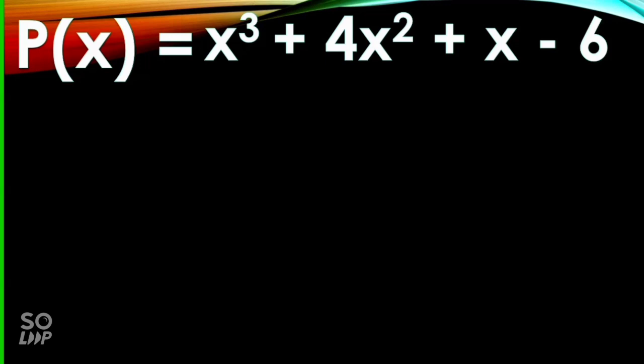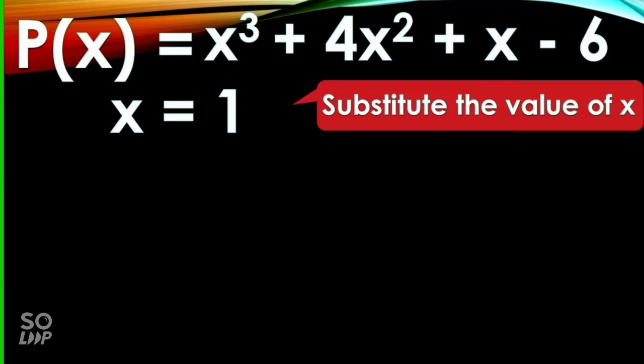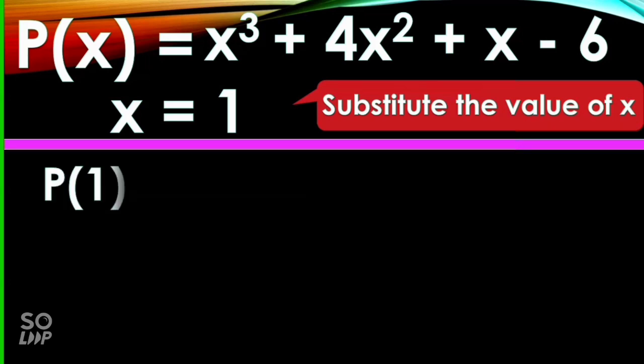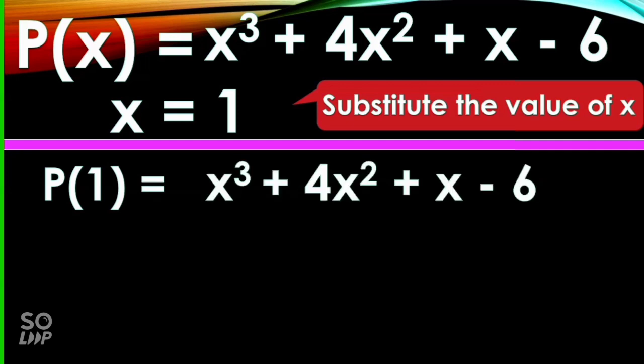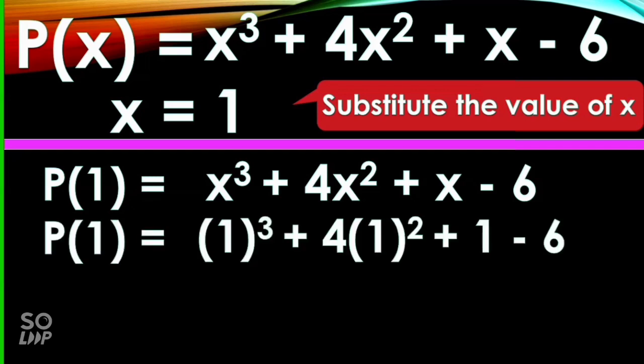Okay, we have p of x equals x cubed plus 4x squared plus x minus 6. And x equals 1. So, the first step, again, is to substitute the value of x. Ibig sabihin, papalitan natin lahat ng x ng positive 1. So, now we have p of 1 equals x cubed plus 4x squared plus x minus 6. Then, p of 1 equals, replace x by 1. So, we have 1 cubed plus 4 times 1 squared plus 1 minus 6.